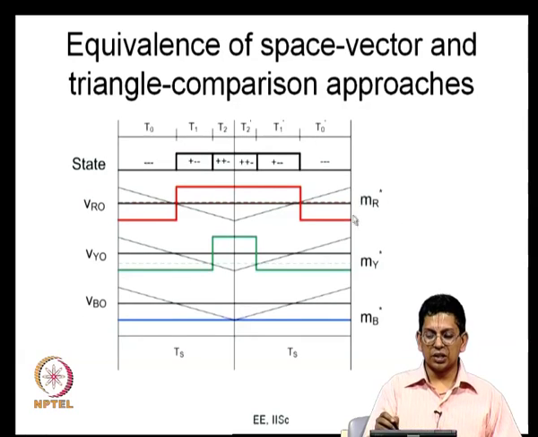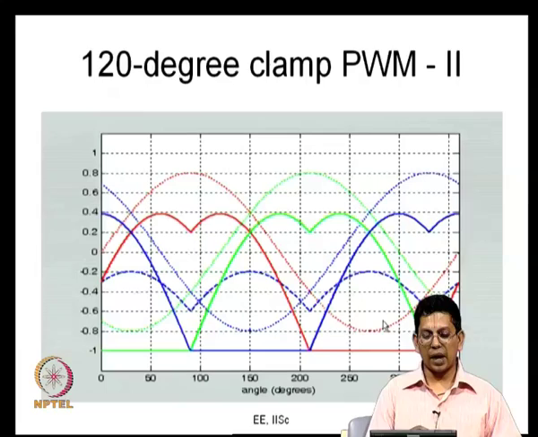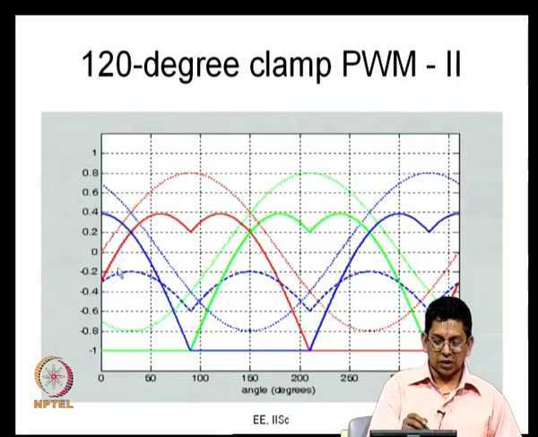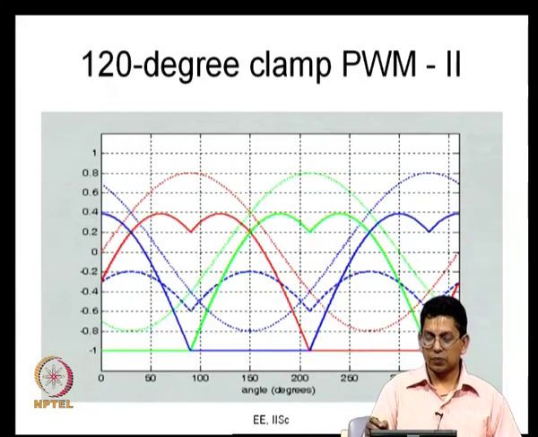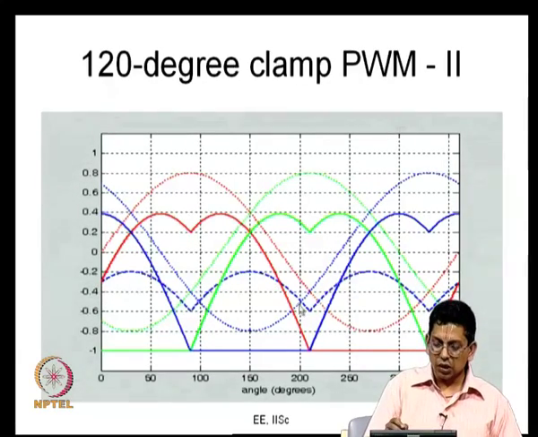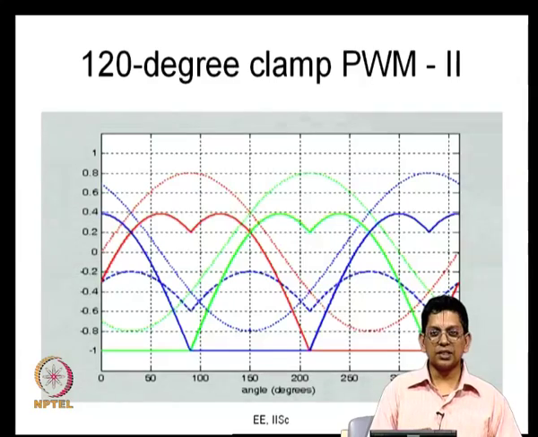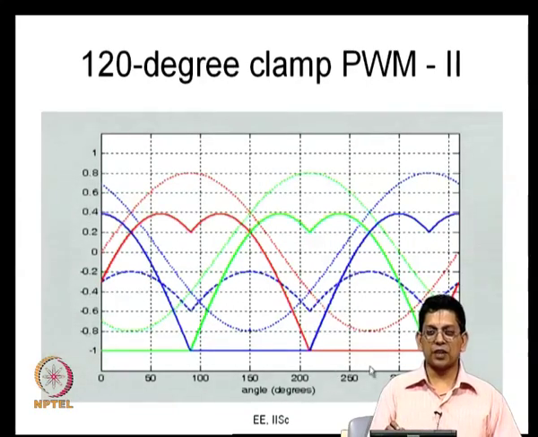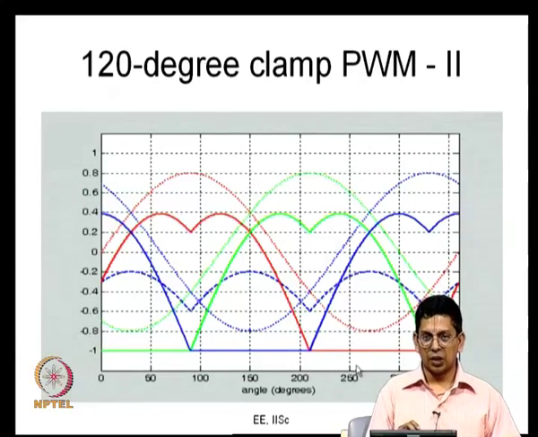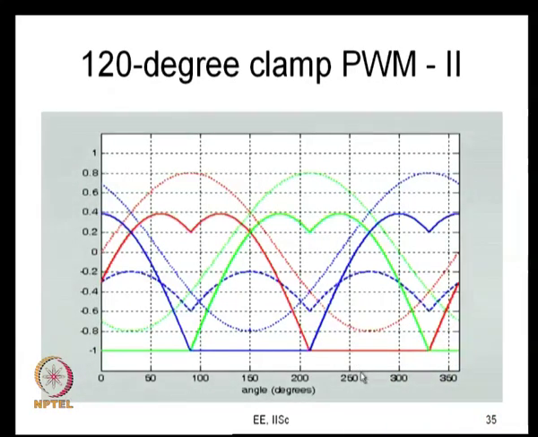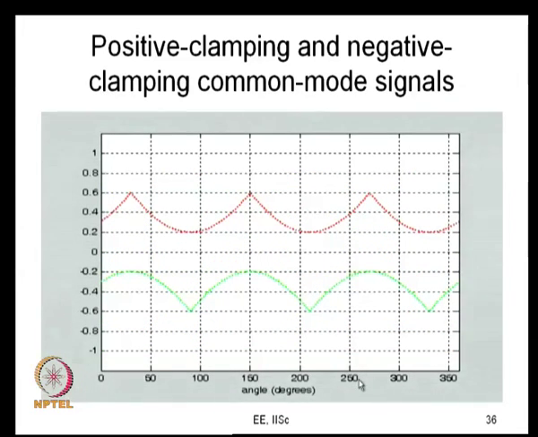So, the only question is what is this MR star, MY star, MB star, and what is the common mode component to be added? The answer is here. While this sine wave is the original MR, your MR star is this. Similarly, MY star, MB star, and what is the common mode component? This is the common mode component. This is the negative common mode component. This is again bad in one sense, because the bottom devices will have greater conduction losses than the top device would have, and the top and the bottom devices will have unequal loading, will have different levels of dissipation now.